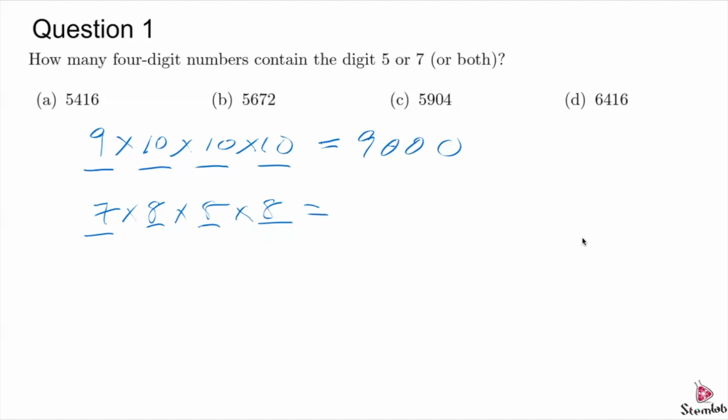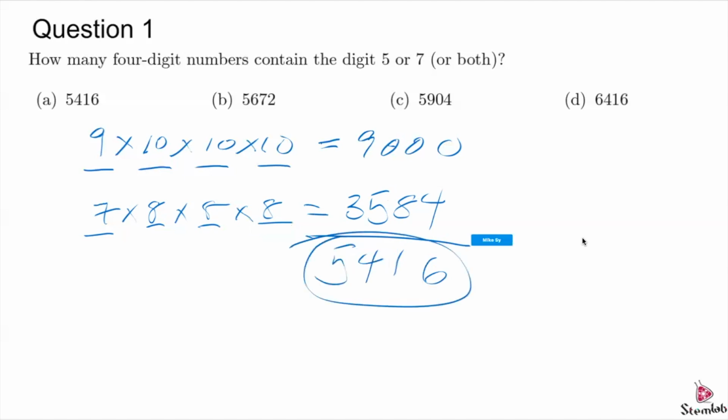Okay. So if you multiply that out, 7 times 8 times 8 times 8, you should get 3,584. Okay. So we just subtract basically the cases that we don't want from the total number of cases, and we get 5,416. So the answer is A, 5,416.